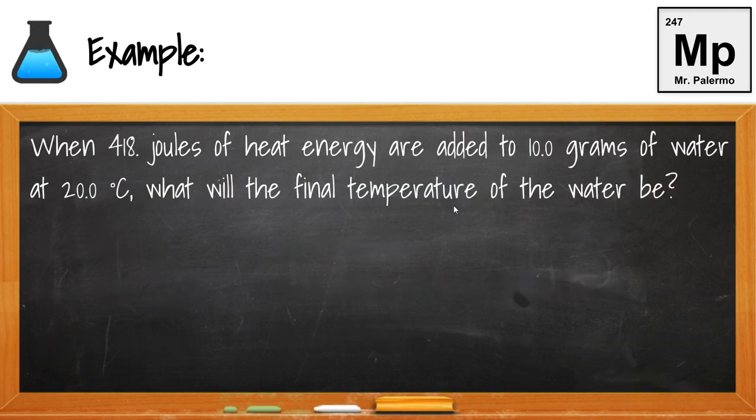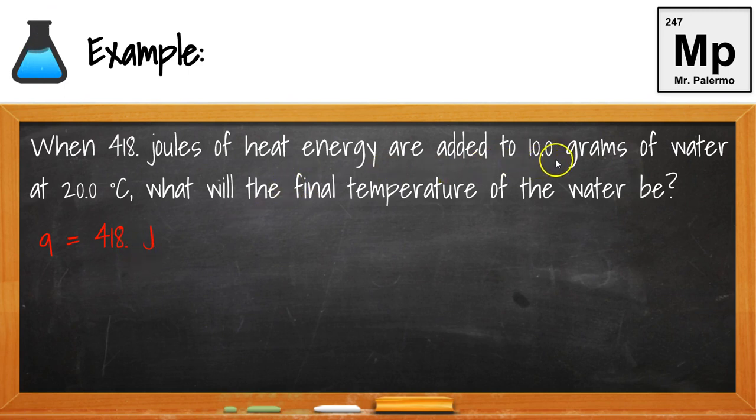And let's look at one more example. When 418 joules of heat energy are added to 10 grams of water at 20 degrees Celsius, what will the final temperature of the water be? So just as before, I'm going to list my variables, and it says when 418 joules of heat energy are added. So that means we actually have Q, we have our heat. So Q is 418 joules.